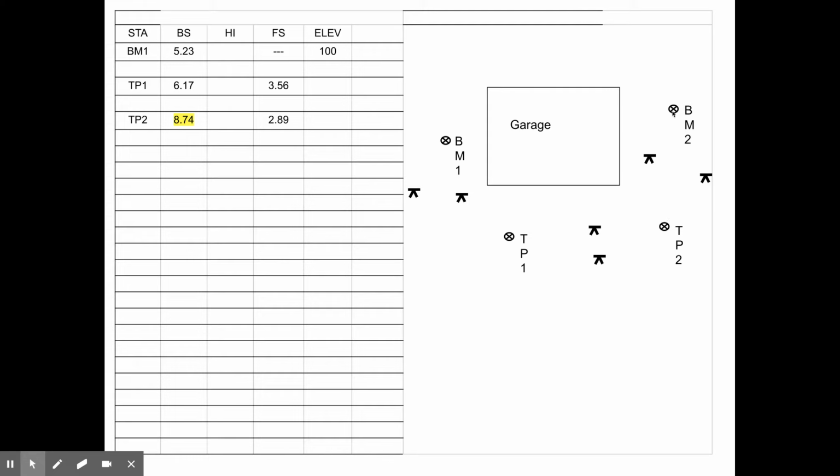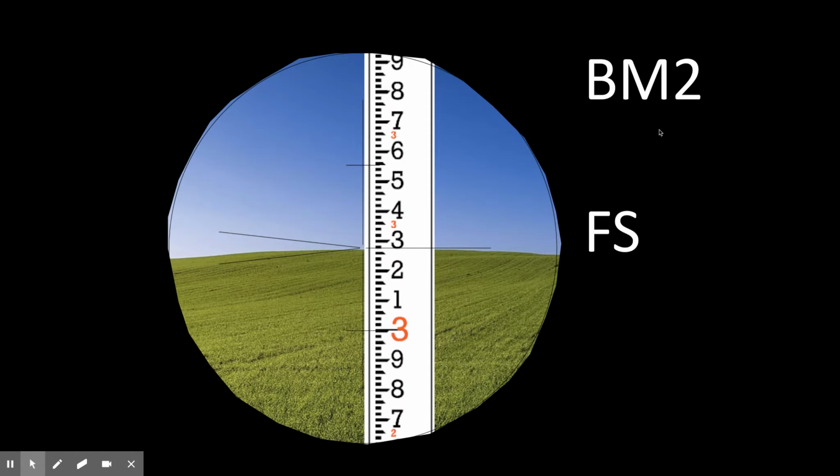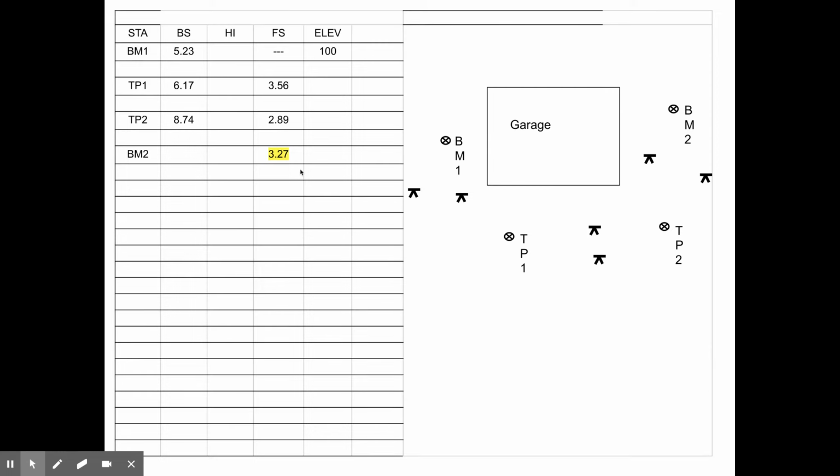Now we need to turn around and look to our benchmark 2. This is the one we're looking for. Once we do this, we'll be able to reset up and start back to benchmark 1. So benchmark 2 foresight is 3.27. That's our foresight, benchmark 2 foresight, 3.27. So we write that under foresight.